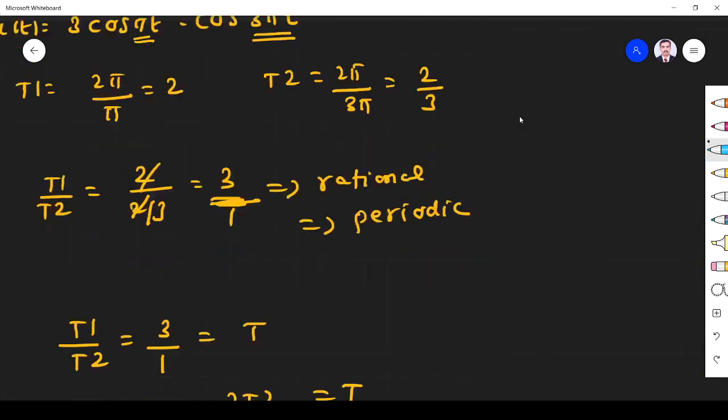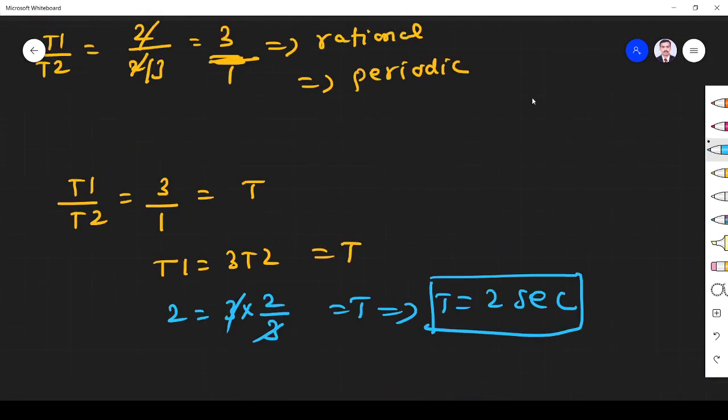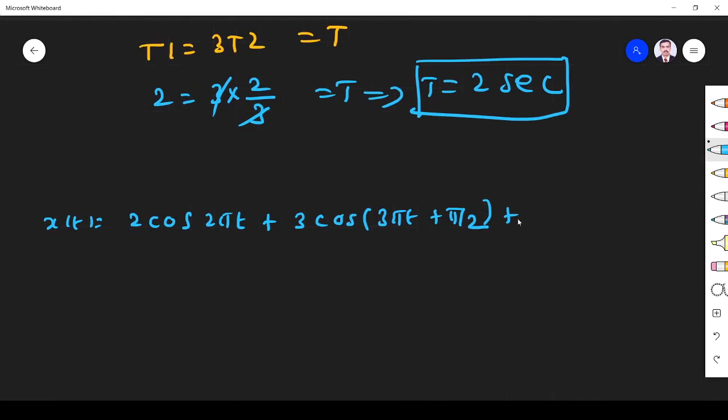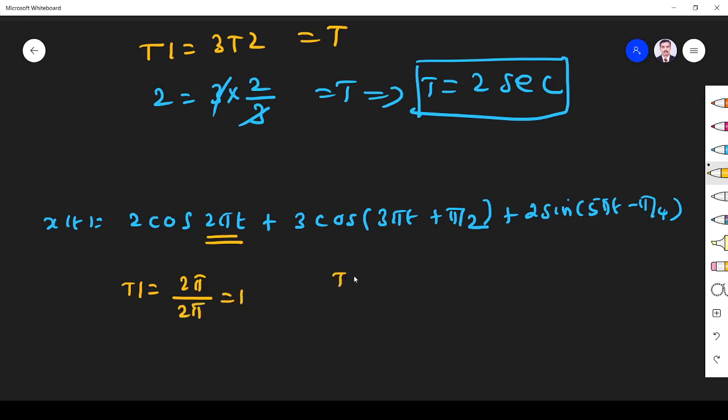Sorry, it's getting delayed. It is 2 sin 5 pi t minus pi by 4. Let us see that. First we find, as usual, T1. T1 is given by 2 pi by omega 1. Omega 1 is 2 pi, so it is 1 second. T2 is 2 pi by omega 2. Omega 2 is 3 pi.